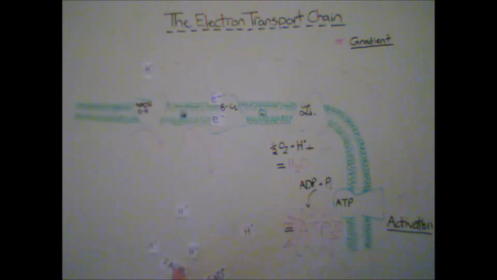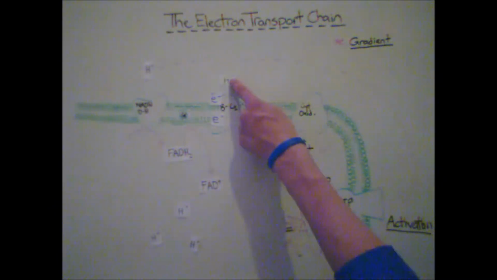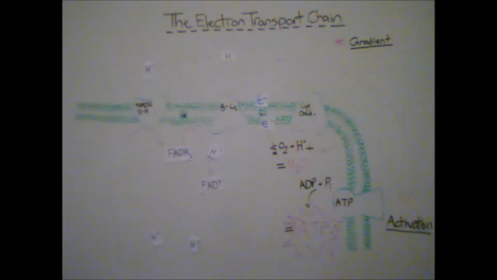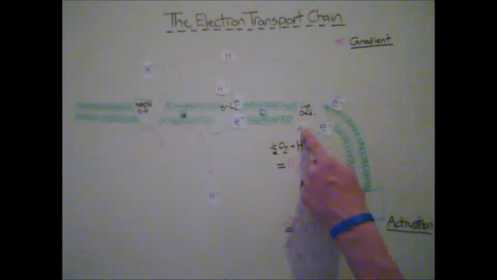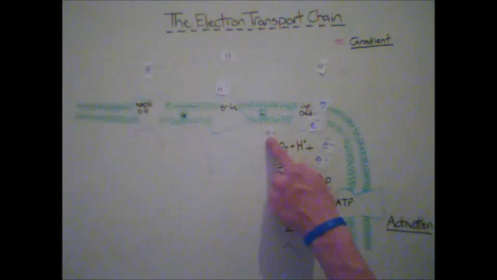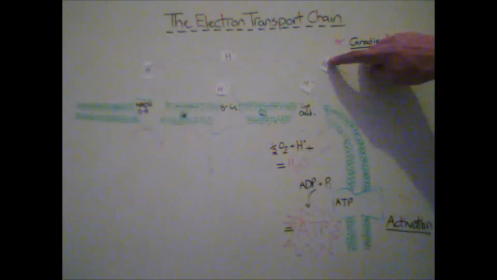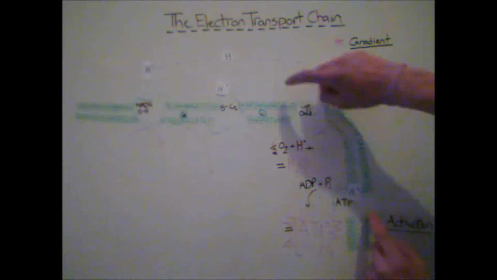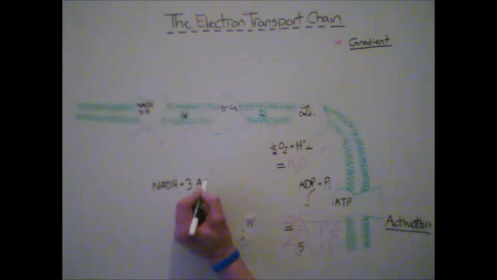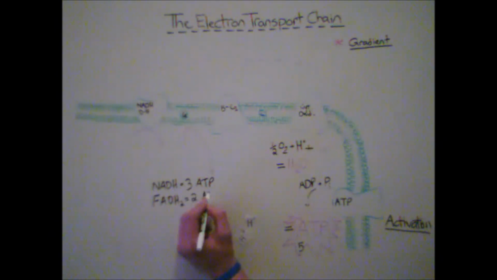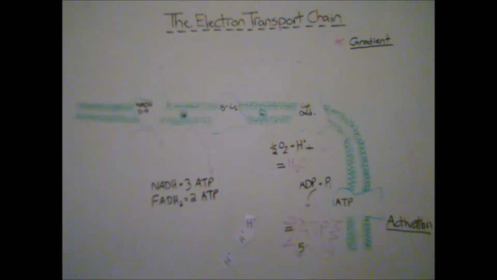So the first electrons are taken from NADH, the second set are taken from FADH, which also pumps another H+ proton through, right there. And then 2 more come through this one. Then they are taken by water. They go through ATP. And there you go. There's the equation for it all.